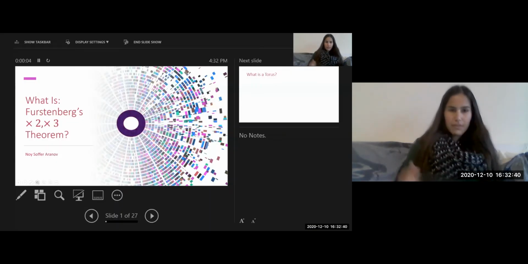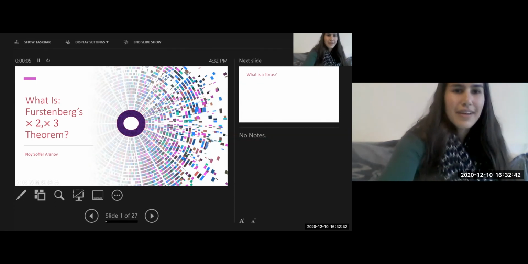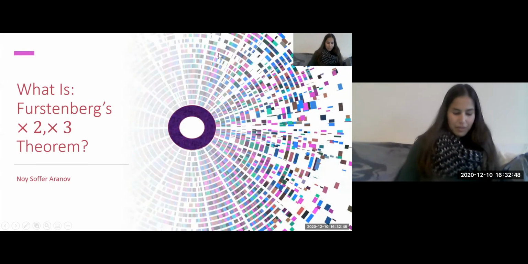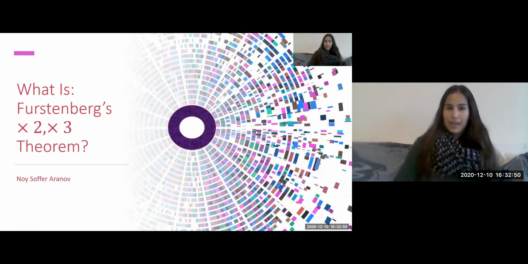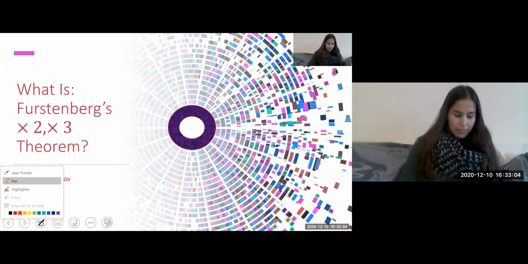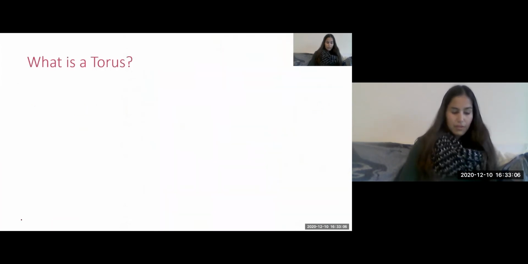So the topic of the talk today, sorry, I'm just going to change the display. I'm trying a new way of giving a talk here. Okay, so the topic of the talk today is going to be Furstenberg's times 2 times 3 theorem. And in the picture, there is a torus, which is right over here. But now you ask, where's the torus here? So this is going to be the first part of the talk. Let's first talk about what's a torus.